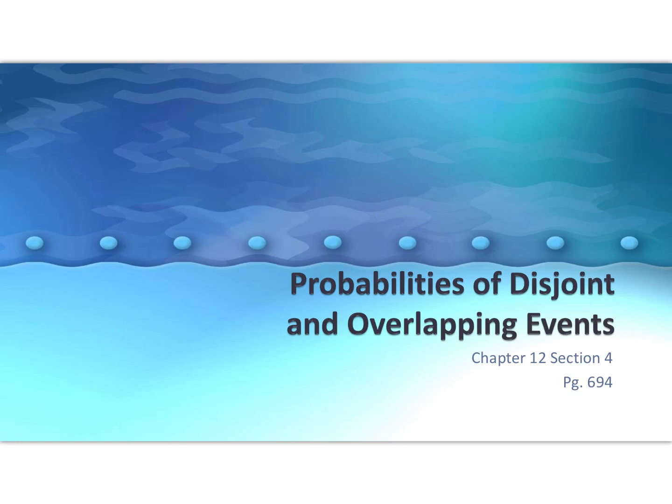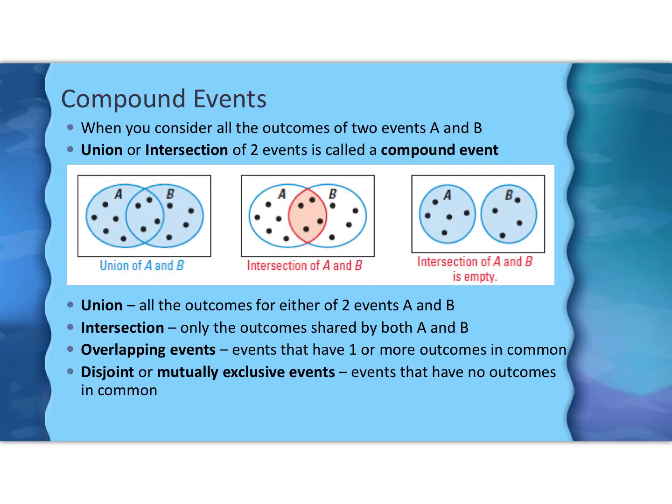In 12.4, we're going to consider disjoint or overlapping events when we're finding probabilities. So we're talking about compound events here. If you look at this slide, when we refer to the union of A and B, we're talking about all the possible outcomes of A or B, or A and B together. Basically, it's all of it: all the results of A, all the results of B, and anywhere they overlap. Those values are all in the union of A and B.